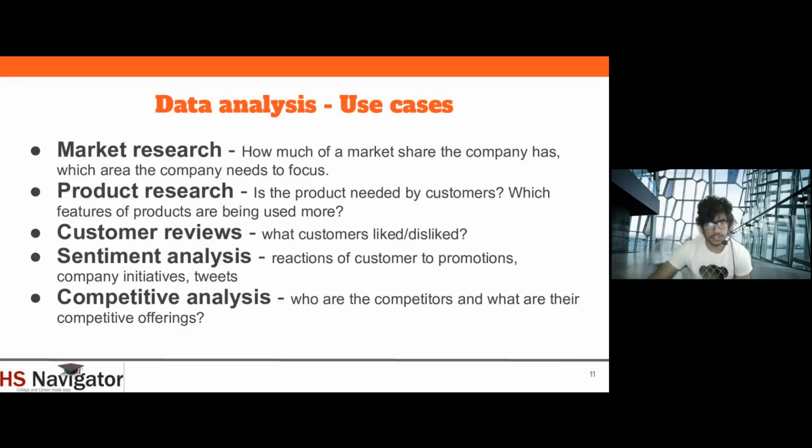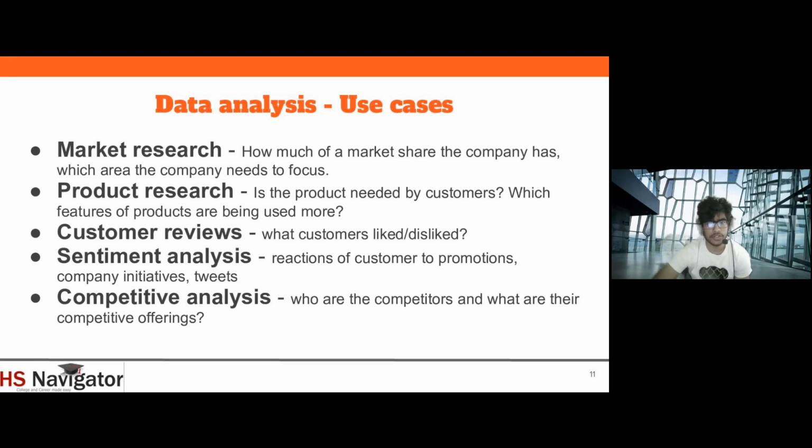So here are some use cases. Market research: how much of a market share the company has, and which area the company needs to focus on. Product research: is the product needed by customers? Which features of products are being used more?